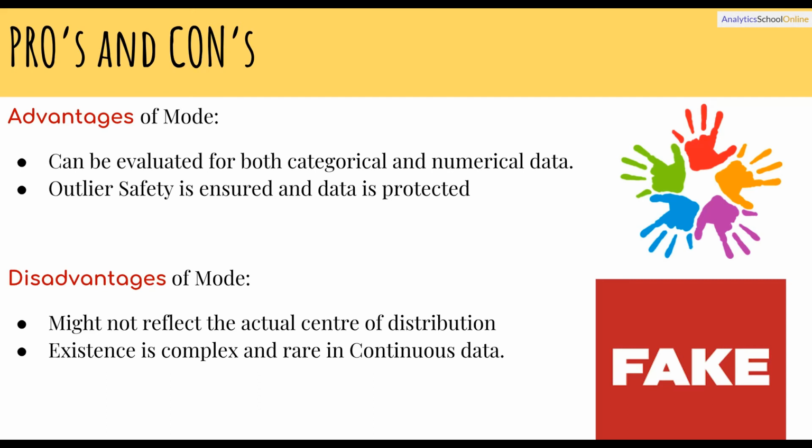The disadvantage of mode is that most of the times it does not reflect the actual center of distribution, so it is also data specific, and its existence is complex and rare in continuous data. Now what this means is that if your data is continuous, you're not going to have a larger frequency with same values, because continuous data has a lot of variety of ranges, as we learned from the types of data video.